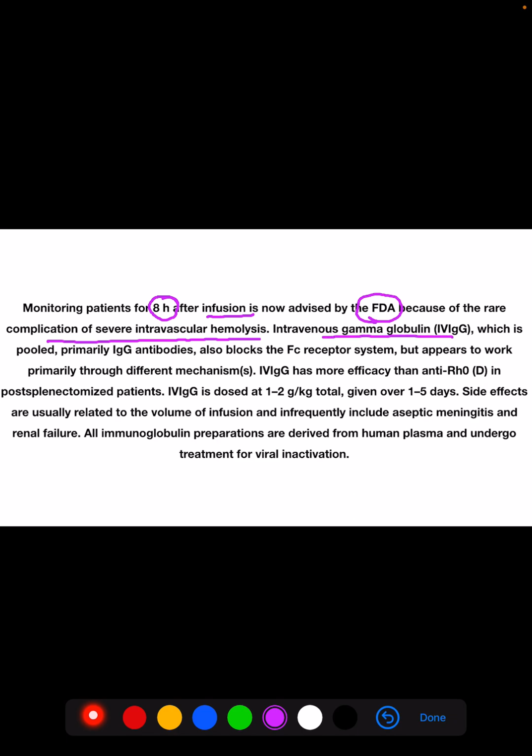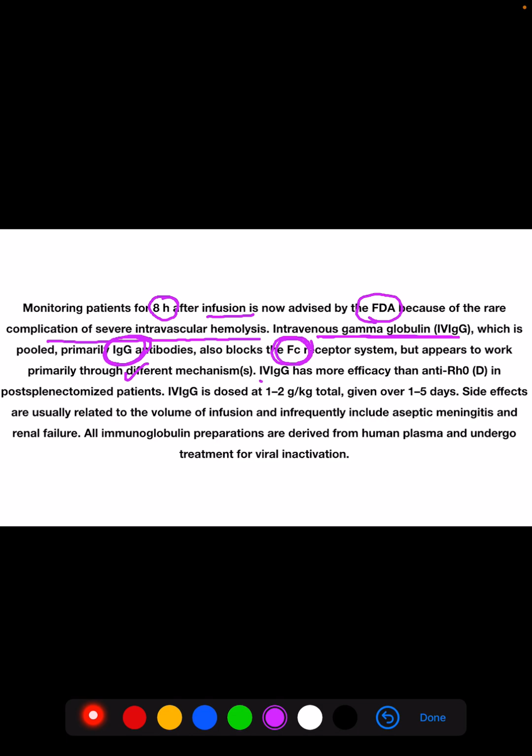Intravenous gamma globulin, which is pooled. Gamma globulin means pooled, primarily IgG antibodies. They also block the Fc receptor system. Like Rho immunoglobulin, this intravenous gamma globulin, which is primarily IgG antibodies, also blocks the Fc receptor system, but appears to work primarily through a different mechanism.